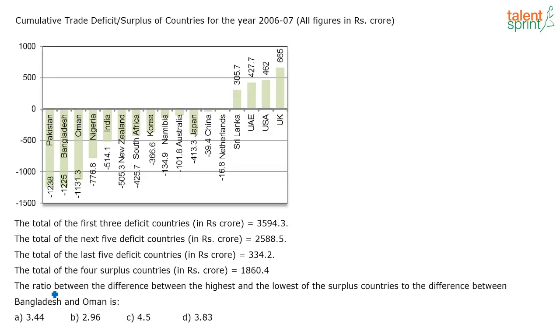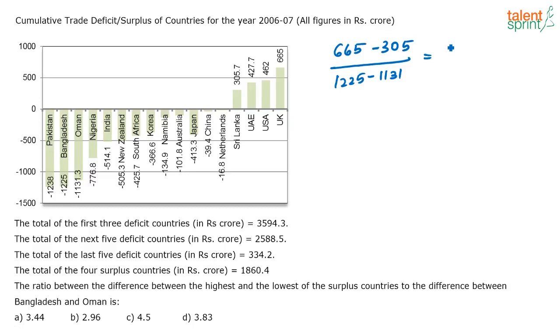What are they asking? The ratio between the difference between the highest and lowest surplus country. So highest surplus country is UK, 665. Lowest surplus country is Sri Lanka, 305. This divided by, what are they asking? Difference between Bangladesh and Oman. So difference between Bangladesh and Oman is where? Bangladesh is 1225, Oman is 1131. So 1225 minus 1131. So this is the ratio that they are asking you.